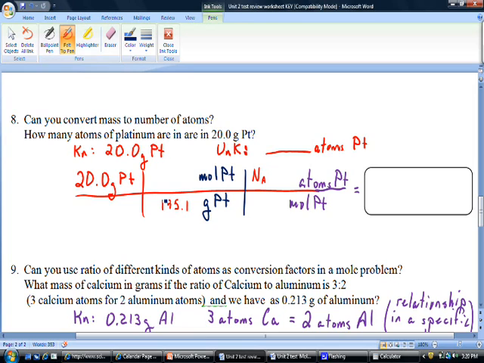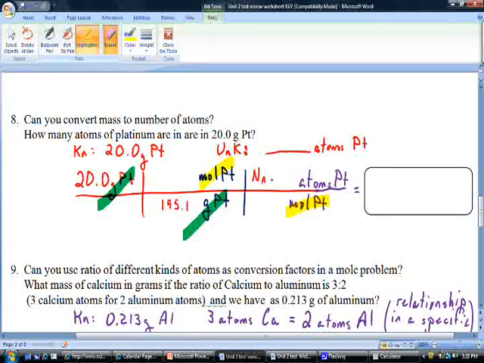And so hopefully you remember then that we're going to get grams to cancel out, and we're going to get moles to cancel out. There we go. And you see that our units will be in atoms of potassium. And what numbers go here? Well, hopefully you remember that 1 mole is 195.1 grams.